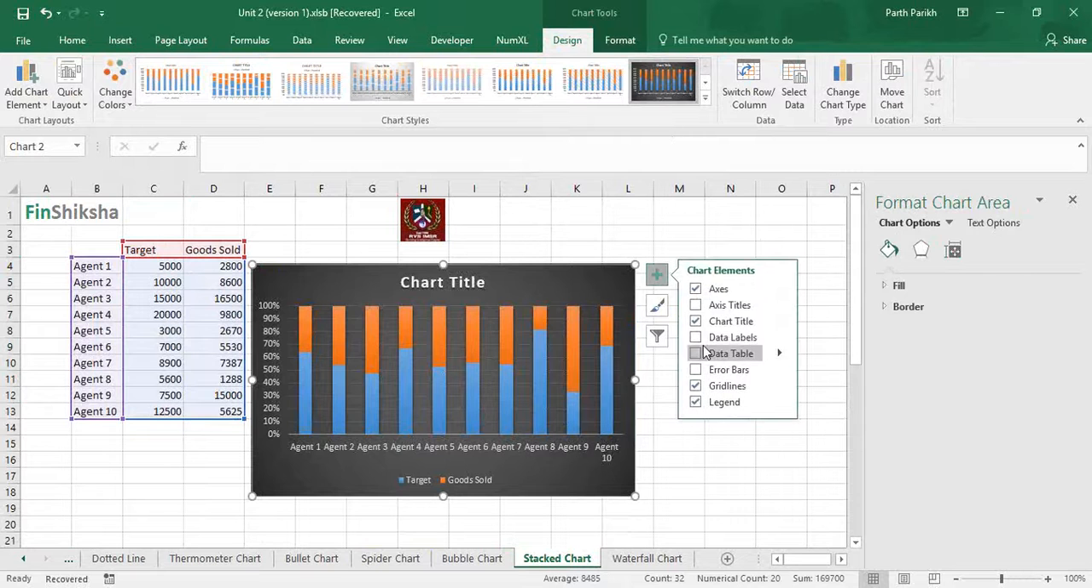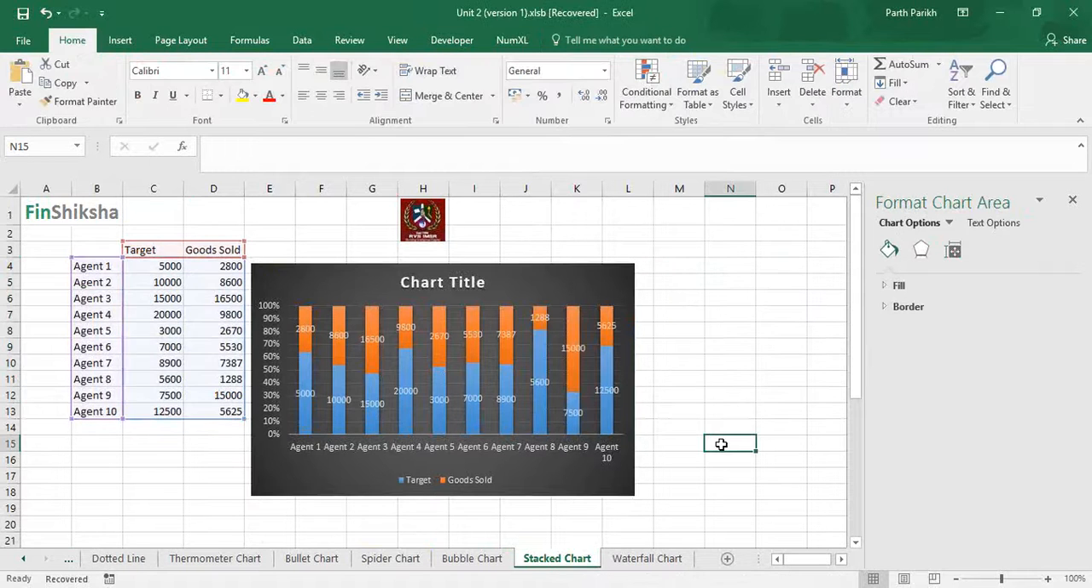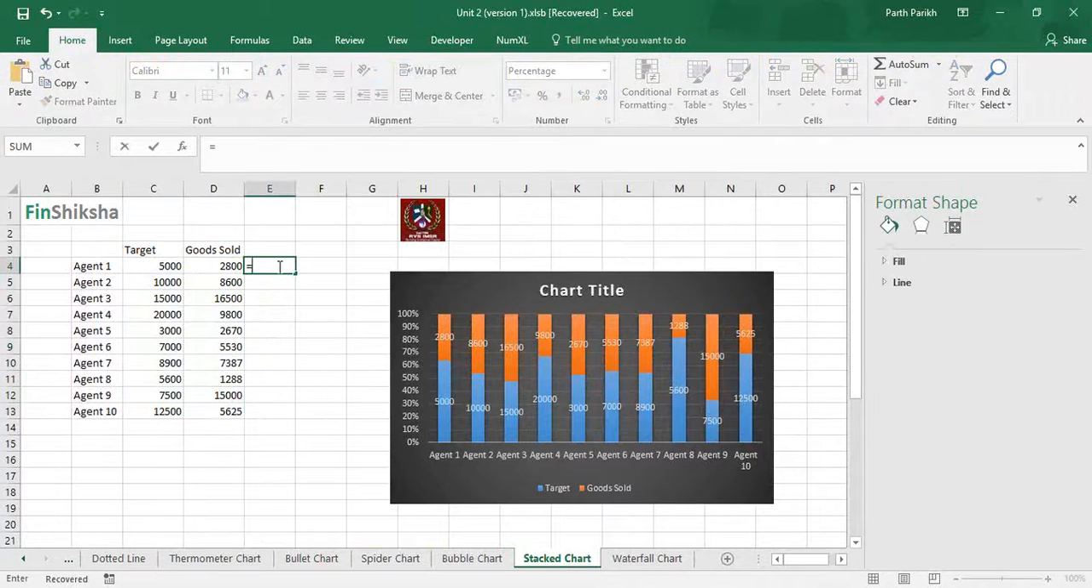Now, if you see, it shows that all of them are on the same page, at 100%. Now I can see that agent 8 has the highest target and the lowest achievement. Let's say this is the target and goods sold is in the D column. I will try to find out what percentage of the target has been achieved, so I will divide goods sold by the target, and drag this down.